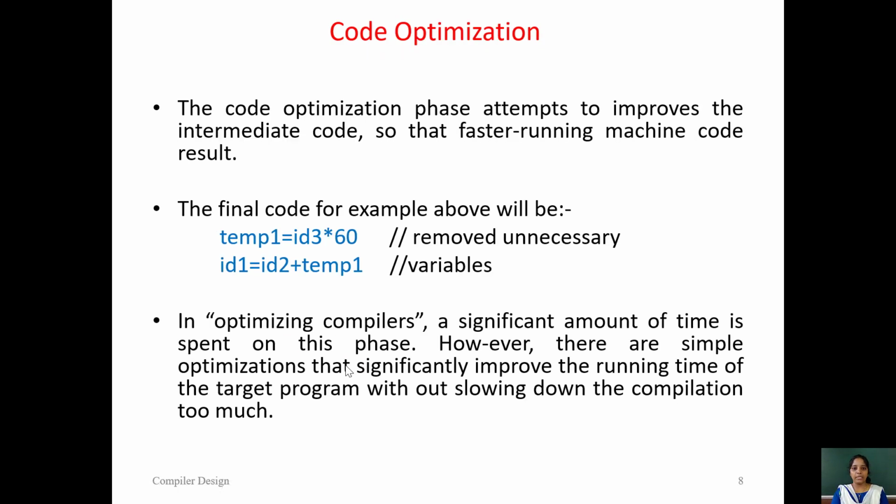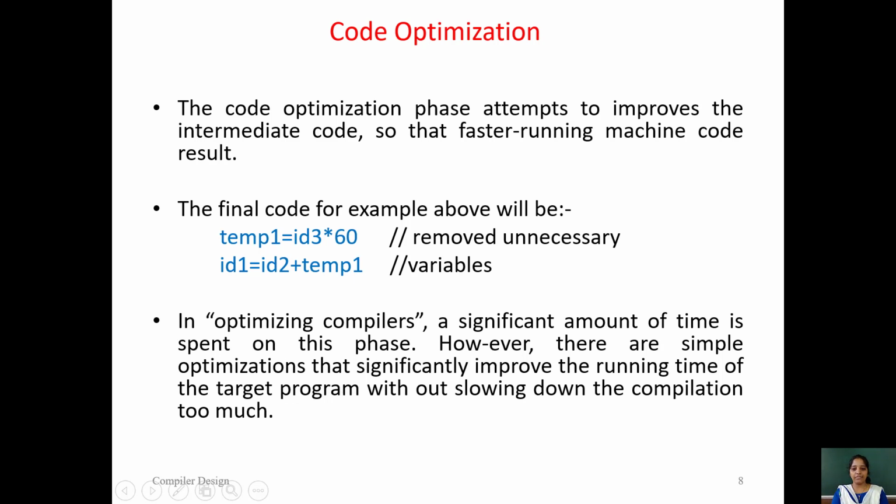The next phase is code optimization. The code optimization phase attempts to improve the intermediate code so that faster running machine code results. The code will be optimized. That means the duplicate and unnecessary code will be removed. So after removing the unnecessary code, temp1 is equal to id3 into 60, and id1 is equal to id2 plus temp1.